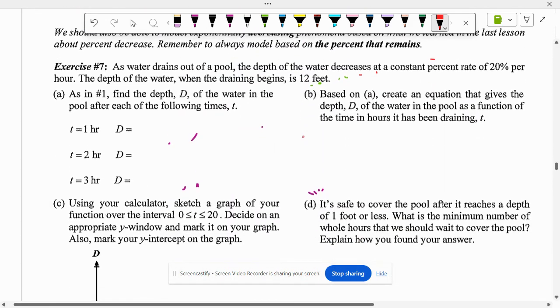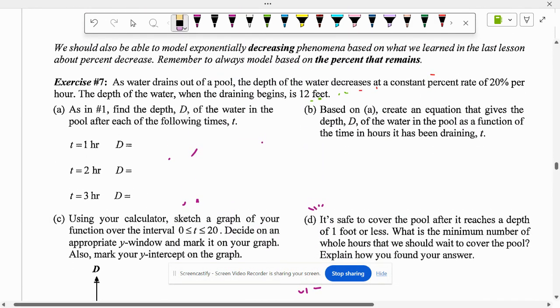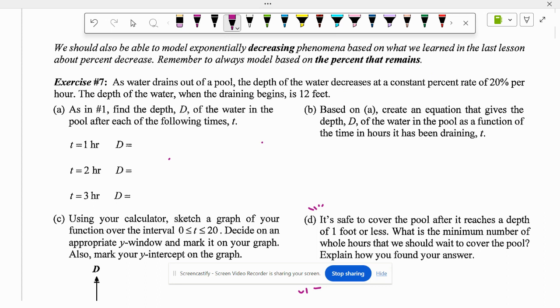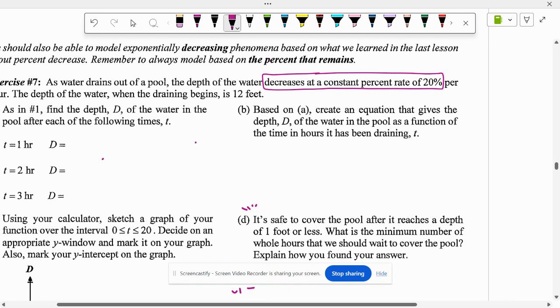Okay. All right, on the back, same exact thing. We're given a function. We have to write the equation for it. So a pool is draining water. We're draining water out of a pool. The depth of the water is decreasing at a constant percentage rate of 20% per hour. So if it's decreasing, am I going to add the rate to the number 1 or subtract it? When I do decay, do I add or subtract? You subtract.